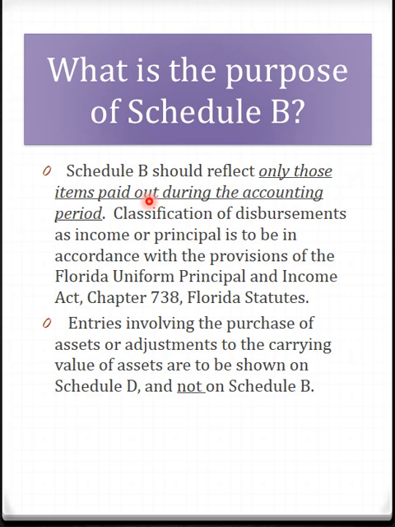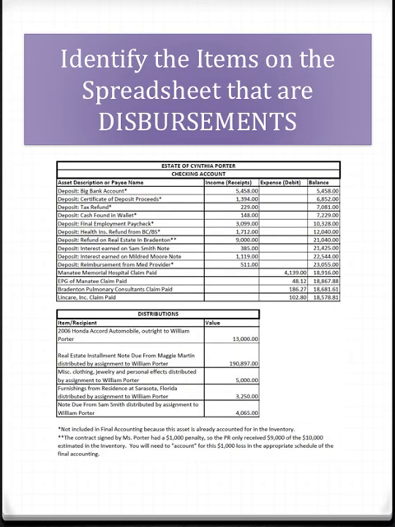Once again, we refer to Chapter 738 of the Florida Statutes, the Principal and Income Act. However, I will be giving you the answers to that part of the thought process in this accounting. Again, we're going to use the spreadsheet to help us identify what would be treated as disbursements. Again, not distributions. And that should be a clue right here that this section of this spreadsheet is of no relevance at all in Schedule B.